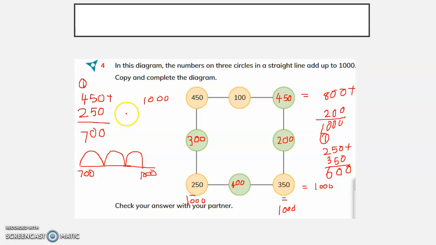So missing numbers are represented using symbols. To show that there is a number there, what do we do? We use symbols. So I hope this is clear.